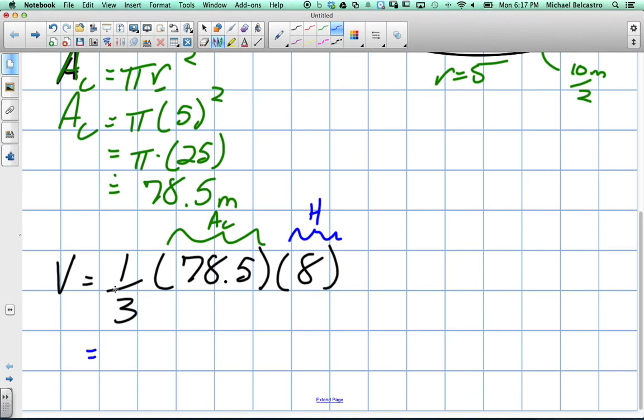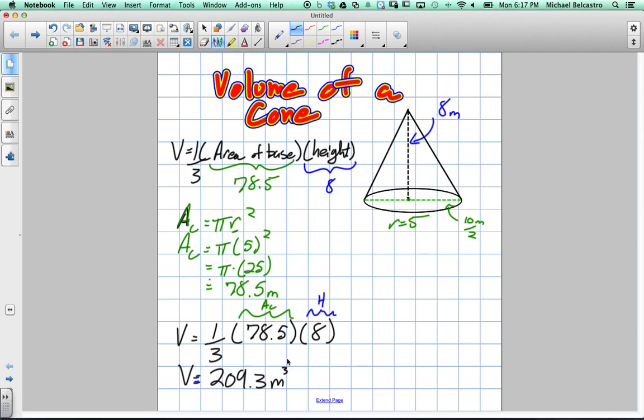So our volume is 209.3 what? What are our units? Meters cubed. That's right, it's cubed because it's 3-dimensional. And that's why we talk about the value of 3 there.